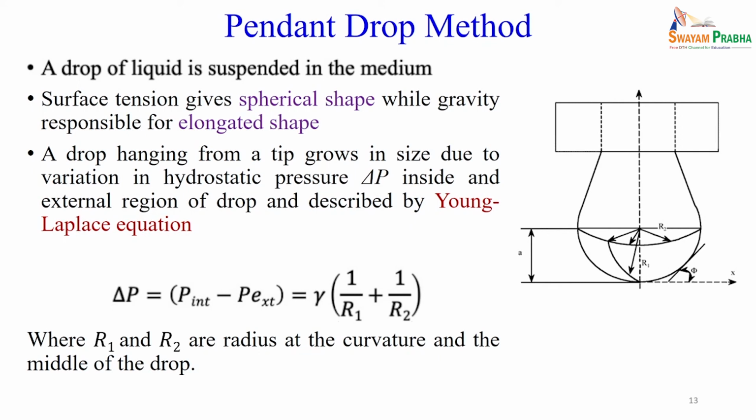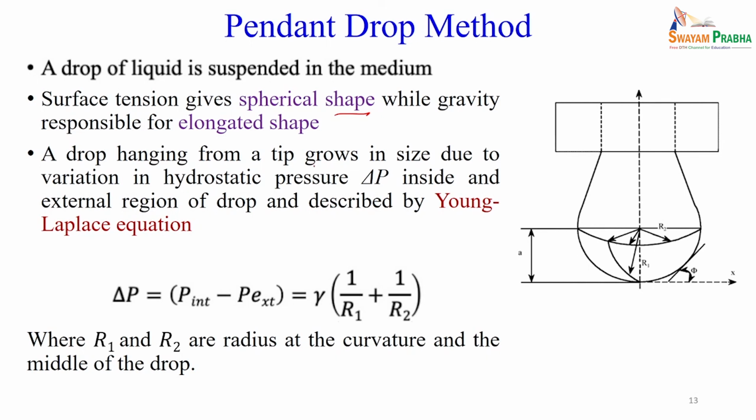The first method is the pendant drop method. So, here the liquid is forming a pendant drop, it is coming downwards, it is forming a drop here. So, the liquid drop is suspended in the medium. So, that medium may be another liquid or it may be the air. So, if it is a liquid, it will be the liquid-liquid interfacial tension. If it is air, it will be the liquid-vapor interfacial tension or surface tension. So, as we discussed, the surface tension gives a spherical shape, while gravity is responsible for the elongated shape.